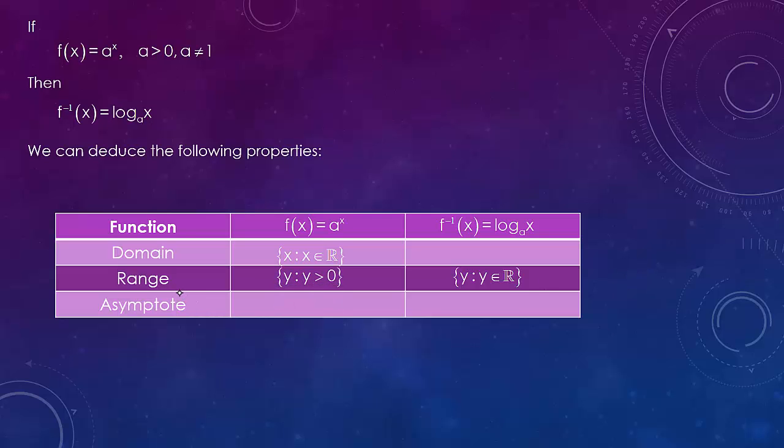The range for a to the x, and we know this because we know that the x-axis is an asymptote, is y is greater than 0. And that means that the domain for the inverse is x is greater than 0. The asymptote is the x-axis, the line y equals 0. Think about what happens if you reflect the x-axis in the line y equals x. It becomes the y-axis, the line x equals 0.